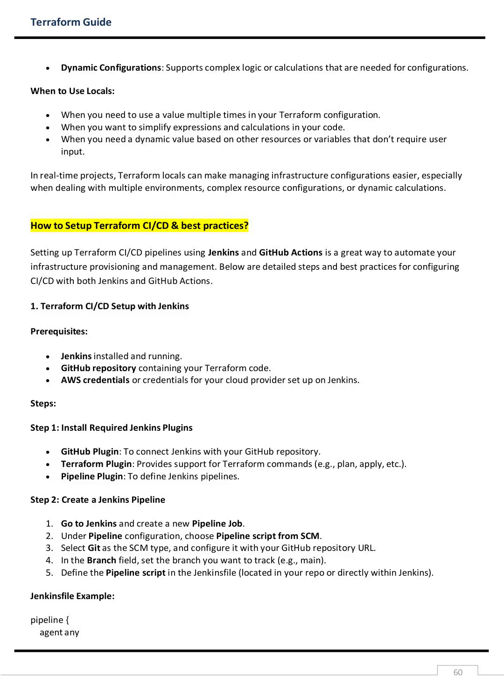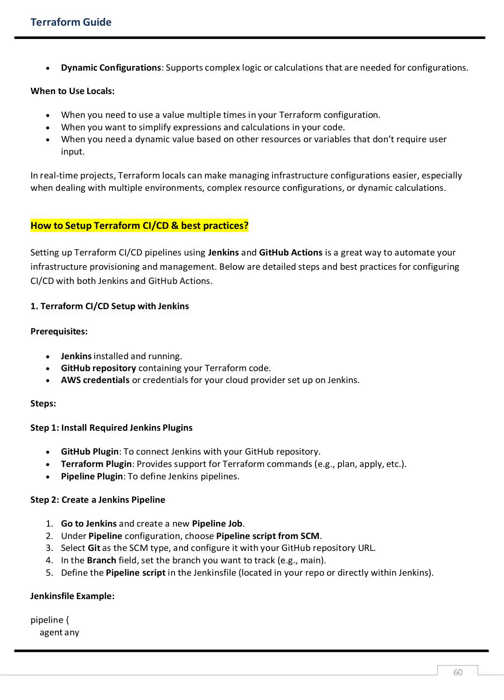1. Terraform CI/CD setup with Jenkins. Prerequisites: Jenkins installed and running, a GitHub repository containing your Terraform code, and AWS credentials or credentials for your cloud provider set up on Jenkins. Steps. Step 1. Install required Jenkins plugins. GitHub plugin, to connect Jenkins with your GitHub repository. Terraform plugin, provides support for Terraform commands, for example, plan, apply, etc. Pipeline plugin, to define Jenkins pipelines.